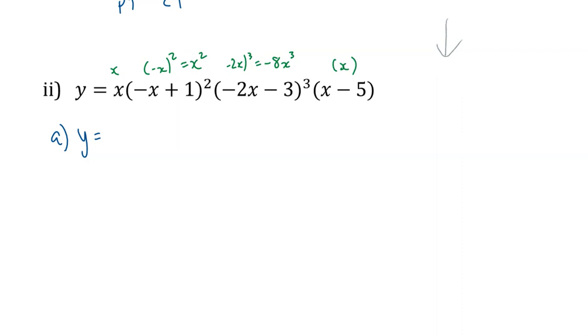So I've got x times x squared. That's x cubed, times -8x cubed. That's -8x to the 6 times x is -8x to the 7. So this is a degree 7 polynomial function.